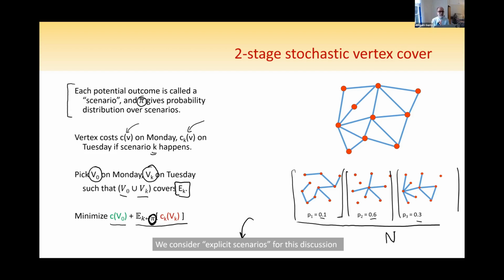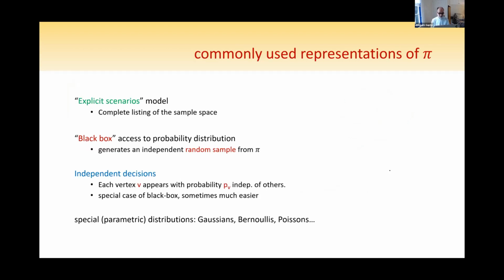Think of this list as having 1,000, 10,000 possible scenarios. Is the problem clear? Okay. Good. So I'm going to talk about the explicit scenario model, just to give you a sense of what could be there.